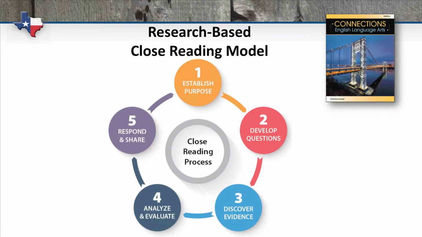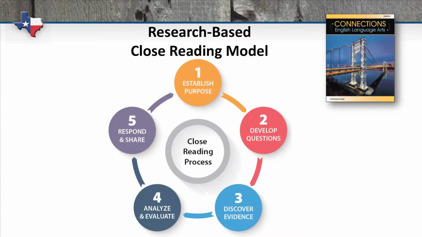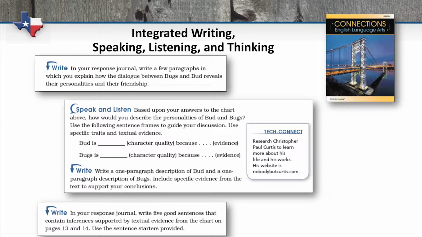The power of Connections lies in the integration of a revolutionary, research-based, close reading model that is designed to maximize student engagement while equipping them with the reading, writing, and communication skills they need to be college and career ready. Our authors and editors synthesized and distilled all the latest literacy research into a 5-phase close reading model that scaffolds the skill acquisition and incorporates writing, speaking, listening, and thinking just as the new text require.